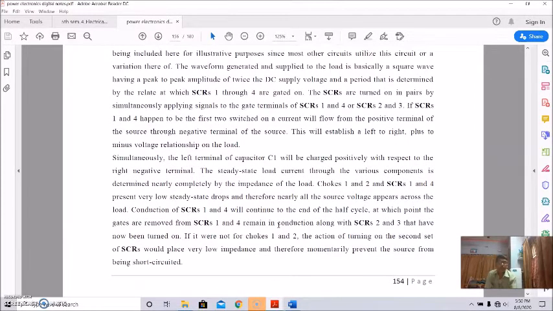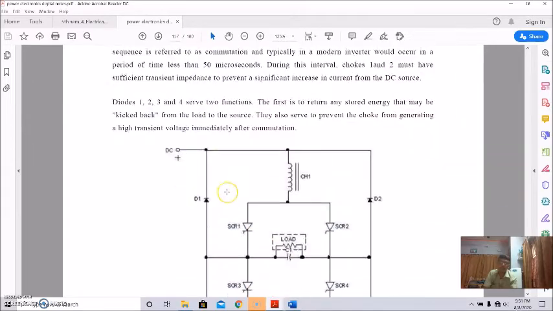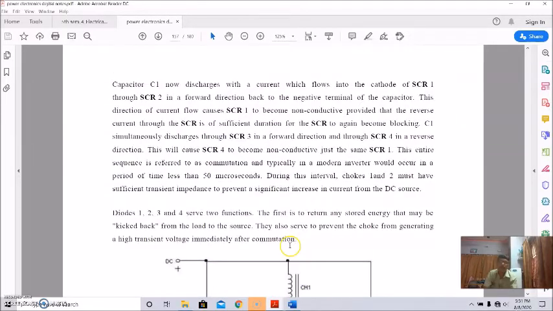If SCRs 1 and 4 happen to be the first to be switched on, the current will flow from the positive terminal of the source through to the negative terminal of the source. So this will establish a left to right, plus to minus voltage relationship on the load, and simultaneously the left terminal of the capacitor C1 will be charged positively with respect to the right negative terminal. That is shown here.